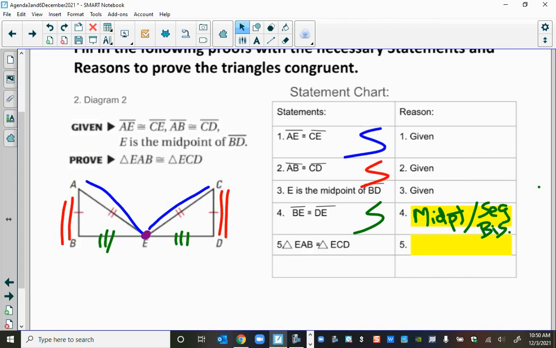Side, side. Well, can we now say these two triangles are congruent? Why? All 3 sides. That's the game plan here. Boom. Side, side, side. Bang. There you go.